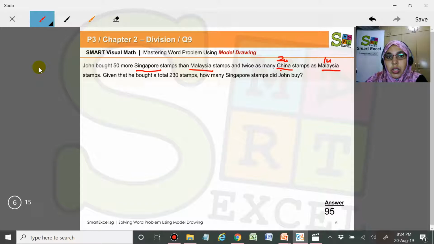In this question, Malaysia is mentioned twice. When you mention twice, remember what I say? It's going to be in the middle. So we're going to do 3 models, for Singapore, with Malaysia in the center and China the last one. They mention here Singapore is 50 more than Malaysia, and China is twice as Malaysia.